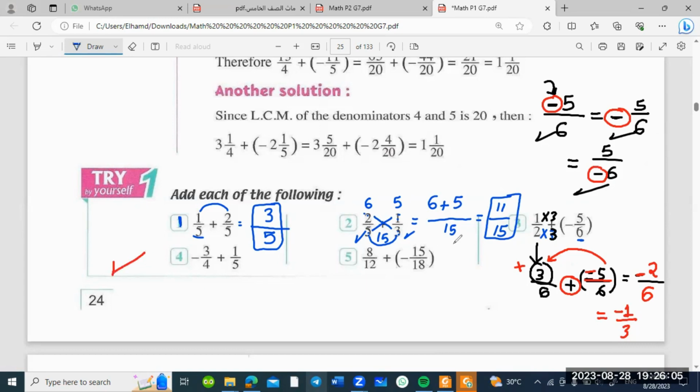Question number 4. Do you have the same denominators? No. What should I do? I will do cross multiplication. 5 times 3 is 15, so negative 15. And you have 4 times 1 equals 4. And down, what? The denominators, 4 times 5 equals 20. It will be 20.